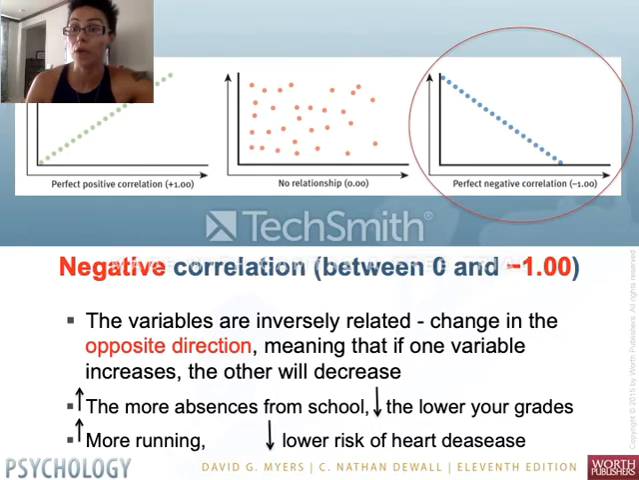Okay? The other example I have there. The more I run, or the more aerobic exercise I do, the lower the risk of heart disease. One is going up, my level of exercise, my amount of exercise, my days of exercise are going up, and guess what? My risk of heart disease is going down. One is going up, the other one is going down. Guess what? I have a negative correlation. As easy as that, okay?